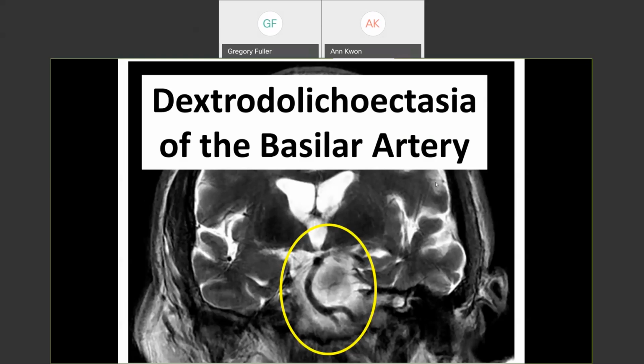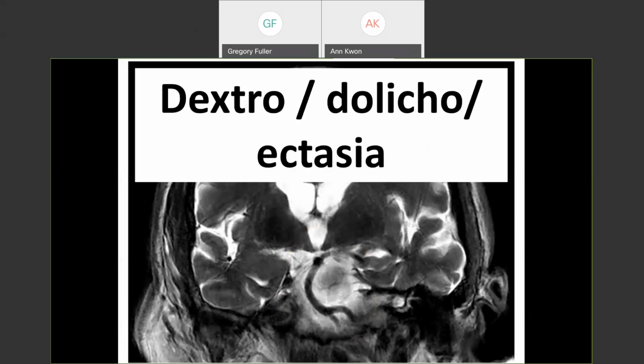This one's a dextro, but look, it's curving, all right, to the right. This is the patient's right side of the basilar artery. Everyone seeing this? Here's the two vertebral arteries. Here it's curving. All right, well, what's the significance of that? Well, there it is. There's the etymology, dextro, dolichoectasia.